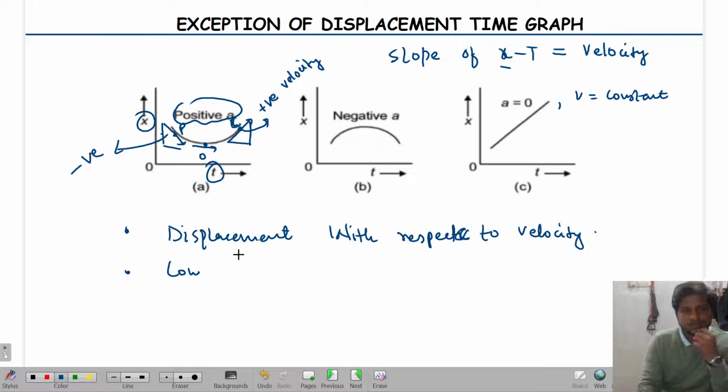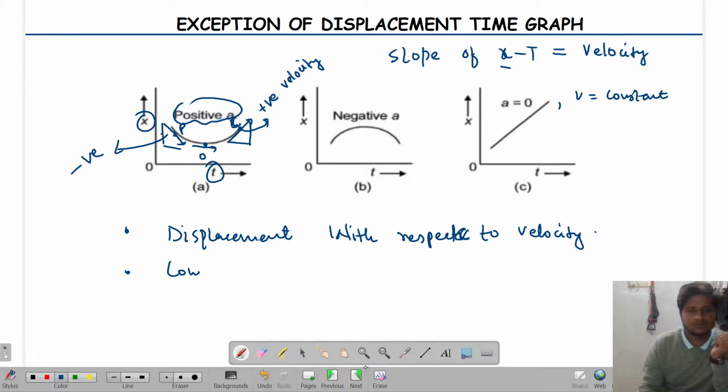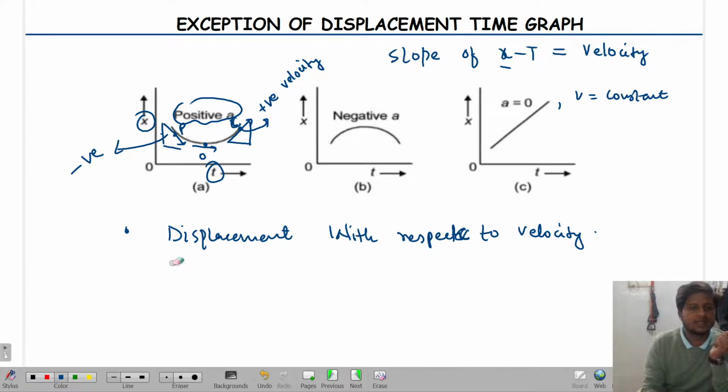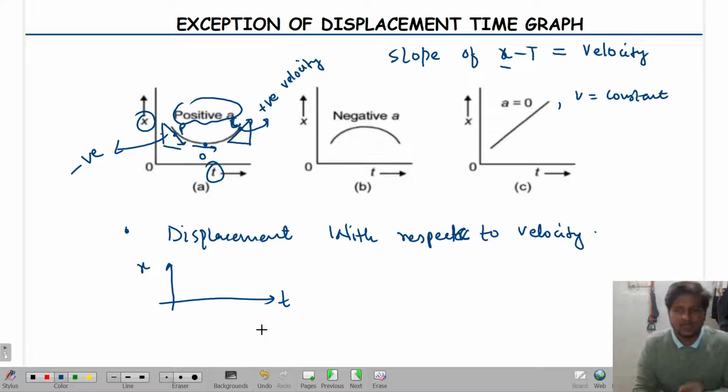Now, the first important point after that: if you have a position time graph, and you have a constant acceleration which is making the velocity increase from negative velocity, then you will have a graph like this. So this is a case of constant acceleration where velocity is increasing.